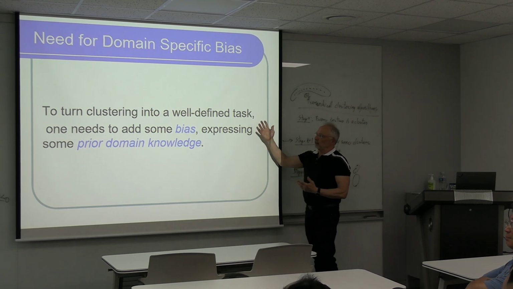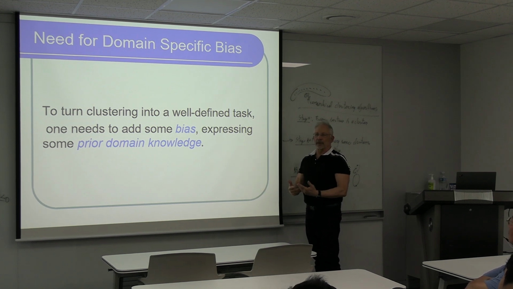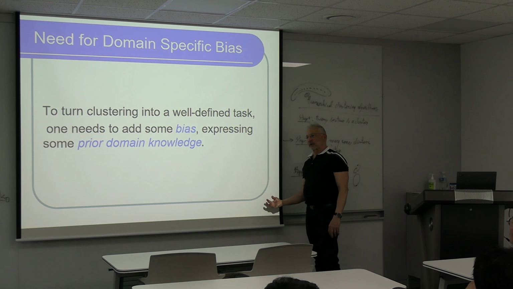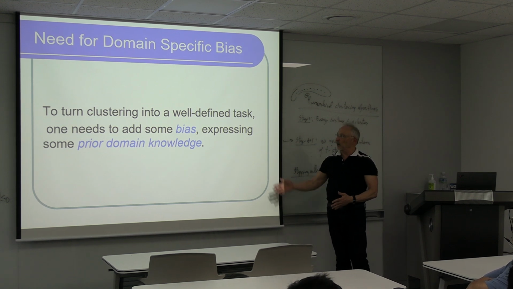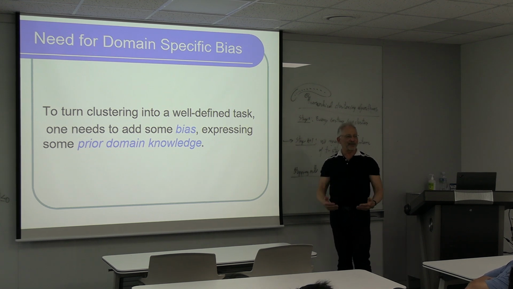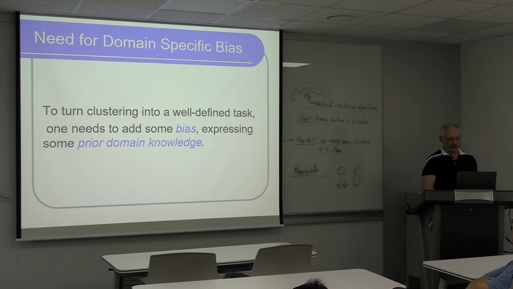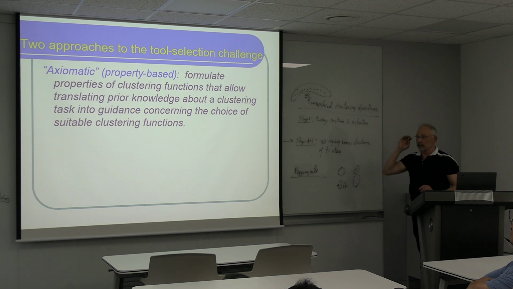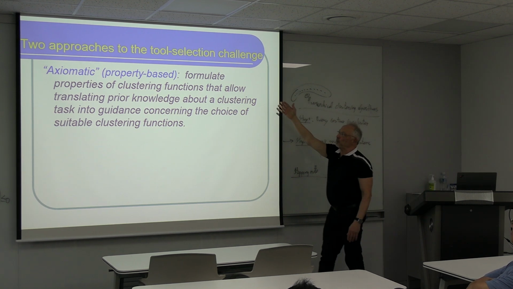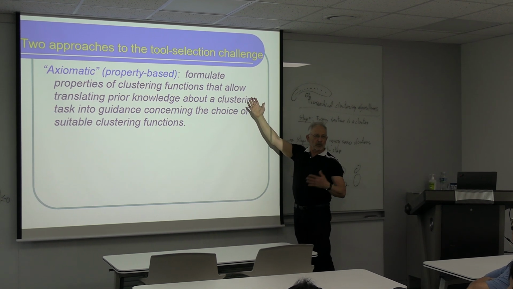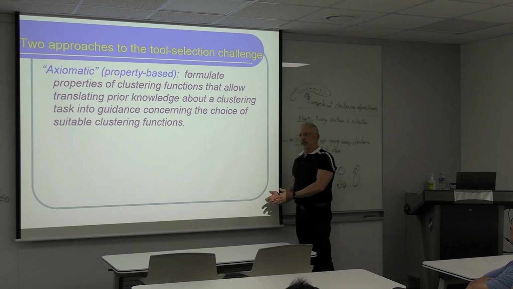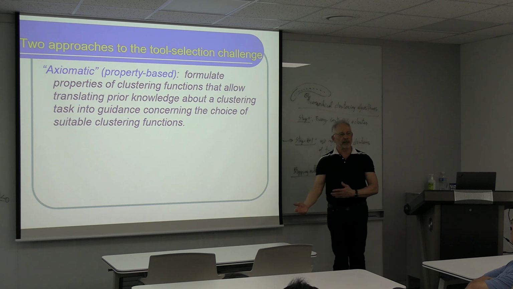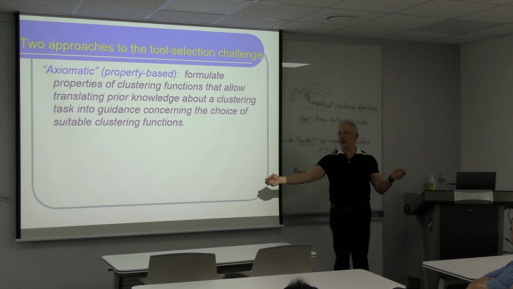So to turn clustering into a well-defined task, we need to add some bias, we need to express our prior domain knowledge, we need tools to communicate between the purpose of the clustering and the algorithm that you pick. I can show you some of the attempts that we made in my group to answer this question, and we don't have a good answer, but I can show you my attempts. One attempt was axiomatic, like what we did so far. We're trying to formulate properties of clustering functions, like this function emphasizes that close points should be together, and then translate the prior knowledge that you have about your problem, what is important in my problem. In the examples that I gave you, it was simple. Like for deduplication, it's important for you that far points will not be together.